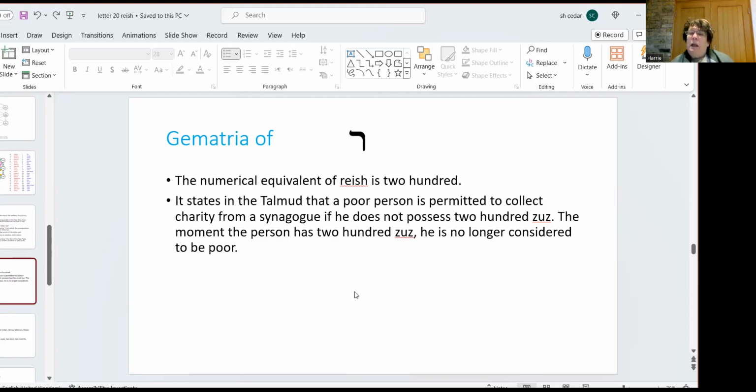They're permitted to collect charity from a synagogue if they don't possess 200 zuz. A zuz is a form of money like a shekel, but a smaller amount. The moment the person has 200 zuz, he is no longer considered to be poor. And I like that idea. There has to be boundaries with everything.